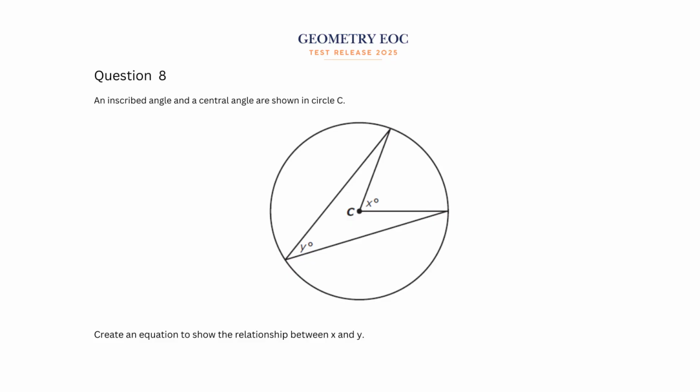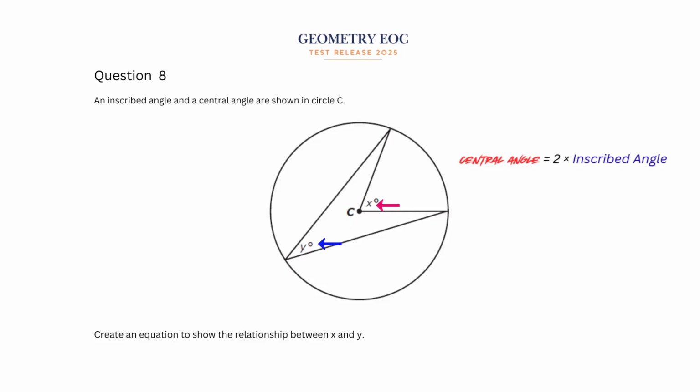An inscribed angle and a central angle are shown in circle C. Create an equation to show the relationship between x and y. Here's the key idea you must remember. When a central angle and an inscribed angle intercept the same arc, the central angle is twice the inscribed angle. In other words, central angle equals 2 times inscribed angle.